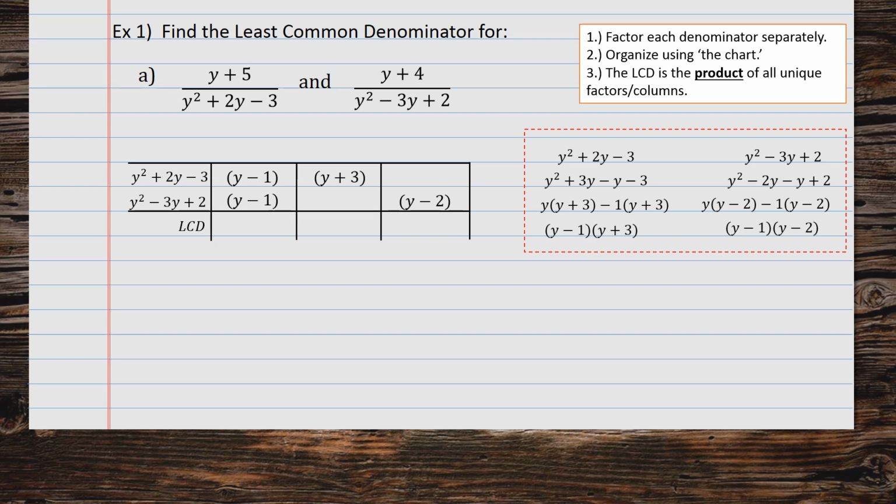Step 3 is the LCD is the product of all unique factors or columns. We'll look at your first column. What does that represent? Y minus 1s. What does your middle column represent? Y plus 3s. And your last column represents y minus 2. So your LCD is y minus 1, y plus 3, and y minus 2.